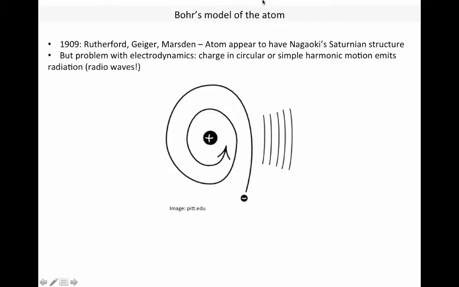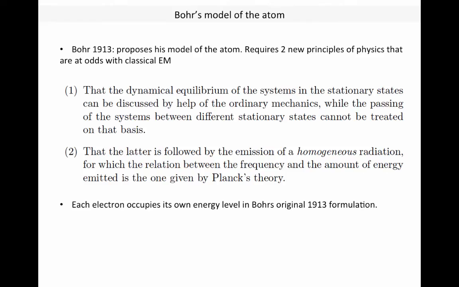But Maxwell's electrodynamics predicts that any charge moving in a circle is going to radiate electromagnetic waves and therefore lose energy and spiral in. So Bohr in 1913 proposed the following solution, and the solution is in the spirit of the solutions that Planck and Einstein came up with when they were dealing with the issue of trying to describe the black body spectrum or the photoelectric effect.